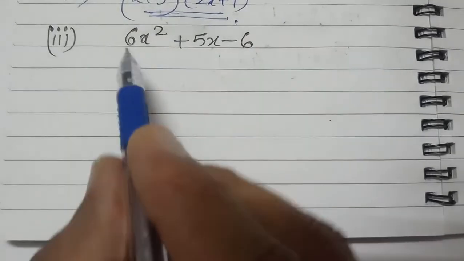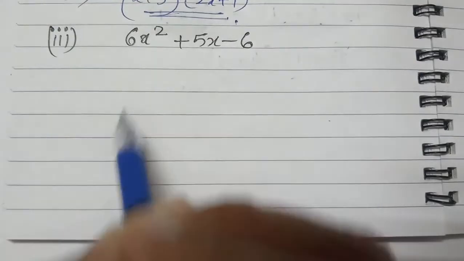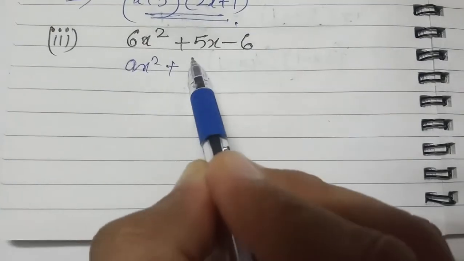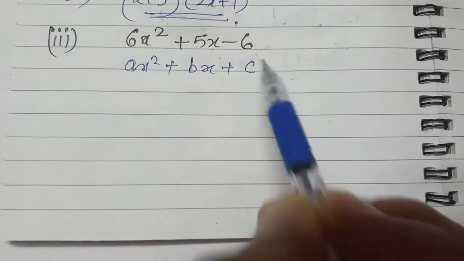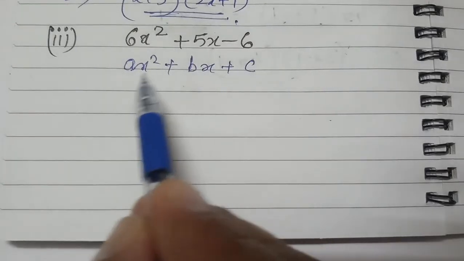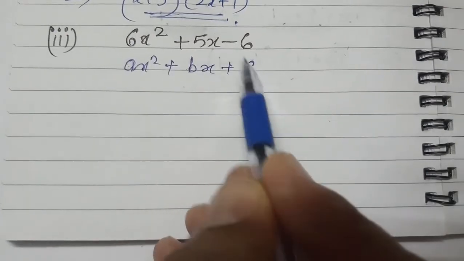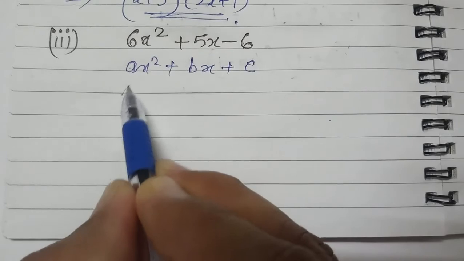Now see, again we have to factorize. So ax square plus bx plus c. Now compare. What is a here? a is 6, b is 5 and c is minus 6.